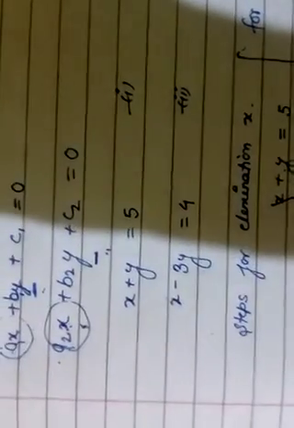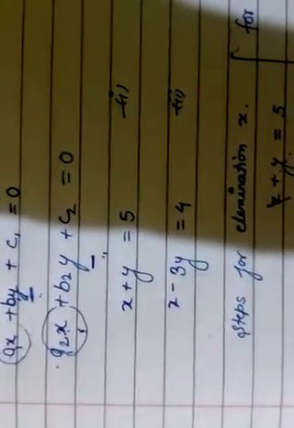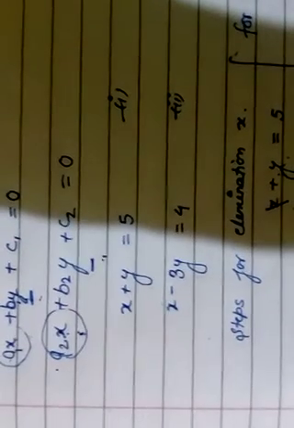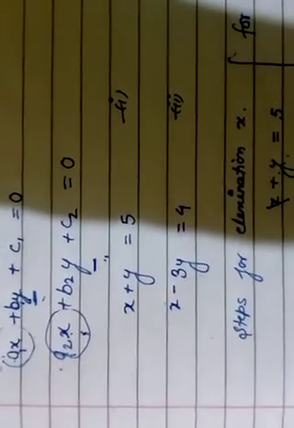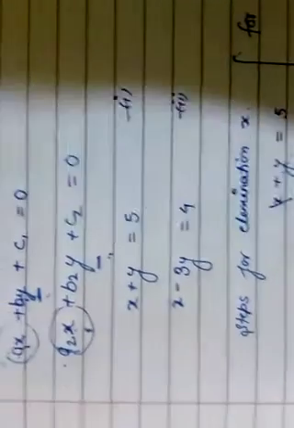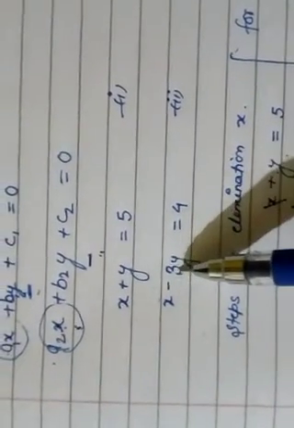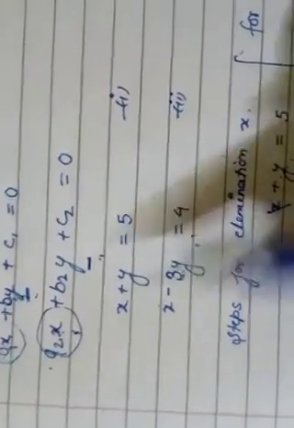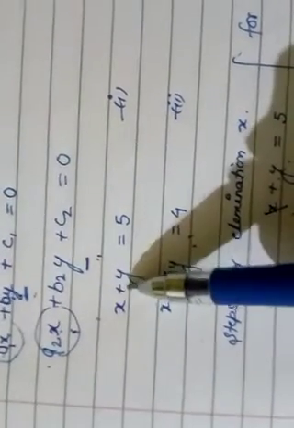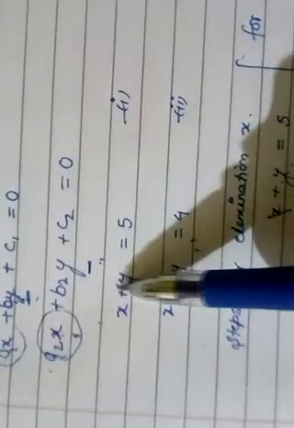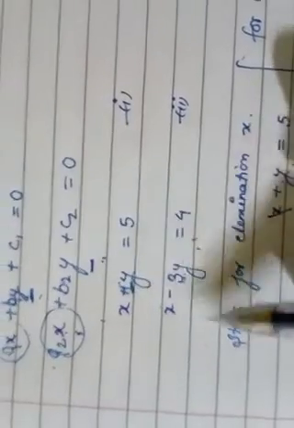Now the steps for eliminating y. These are our two equations, and now we have to eliminate y. First of all, we have to make y equal in both equations. So we multiply the coefficient of y from equation 2 into equation 1, and the coefficient of y from equation 1, which is 1, into equation 2.